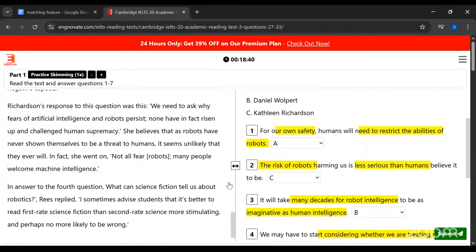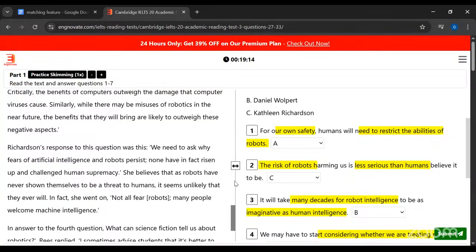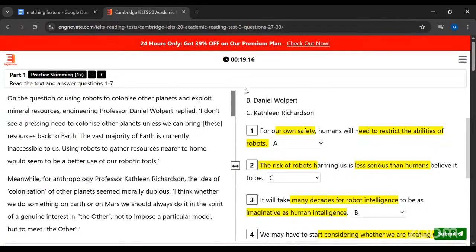Okay, still we have not heard the first one. So in answer to the fourth question, what can science fiction tell us about these, they replied: I sometimes advise it's better to read science fiction first than second. I think this is also not related to it. Okay, so I think we somewhere missed the first.